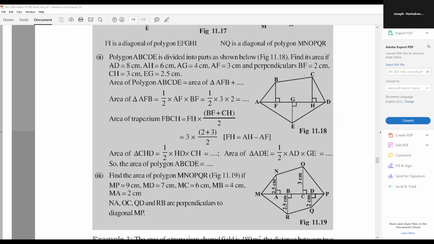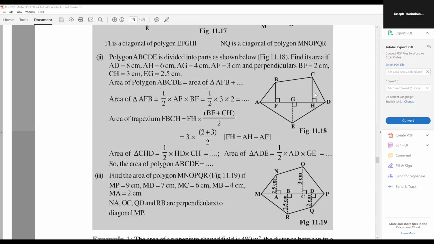In this figure there are 3 sections. One is the triangle ADE, figure 11.18 here. ADE is one triangle, half base into height. You will find that the remaining part of the polygon is a quadrilateral in which one part is a trapezium. We have drawn perpendiculars BF and CH, which make BFHC a trapezium. The two parallel sides are BF and CH, and the other two non-parallel sides are BC and FH.